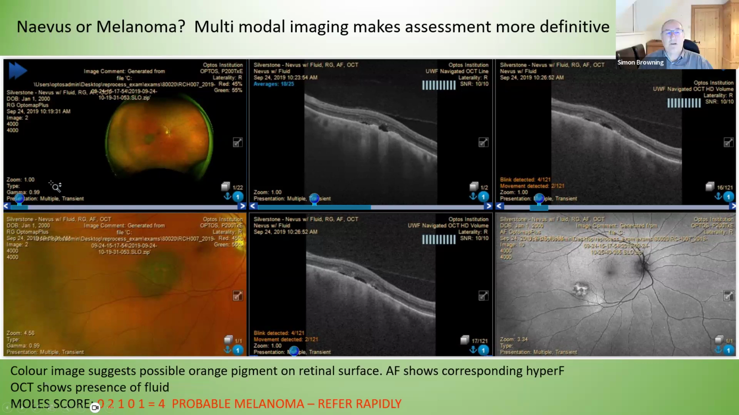Well, that's a probable melanoma. So you're going to refer that rapidly. So again, the pigmented lesions, look to see what's going on, whether you've got any lipofuscin on the surface or not. And that will be a big indicator there.